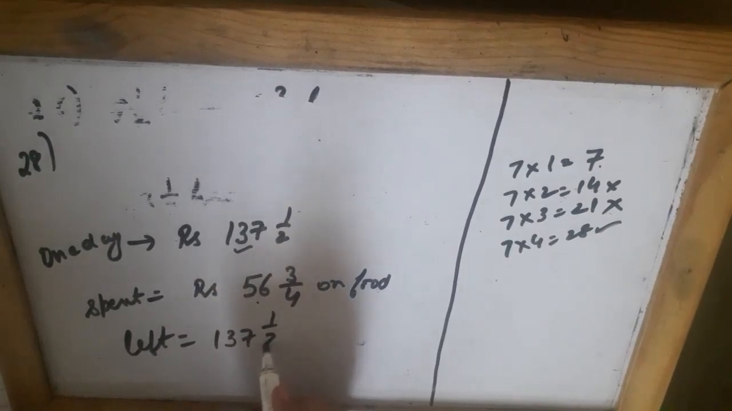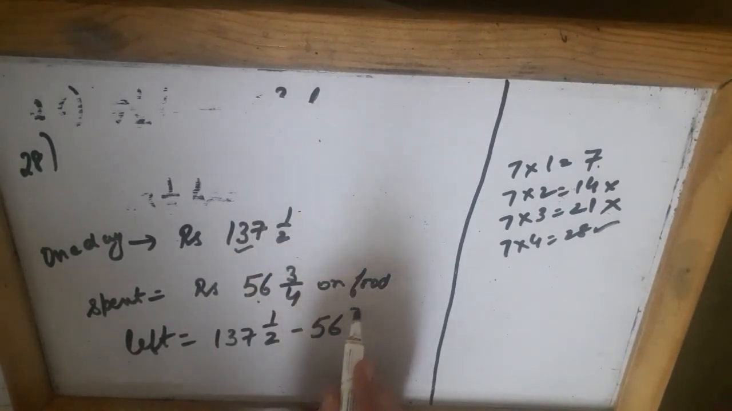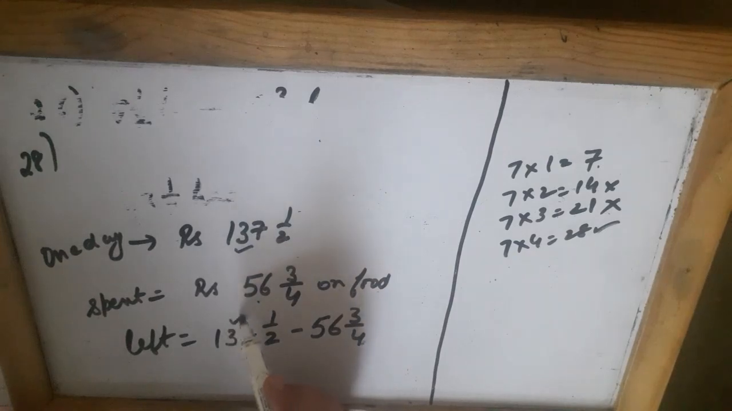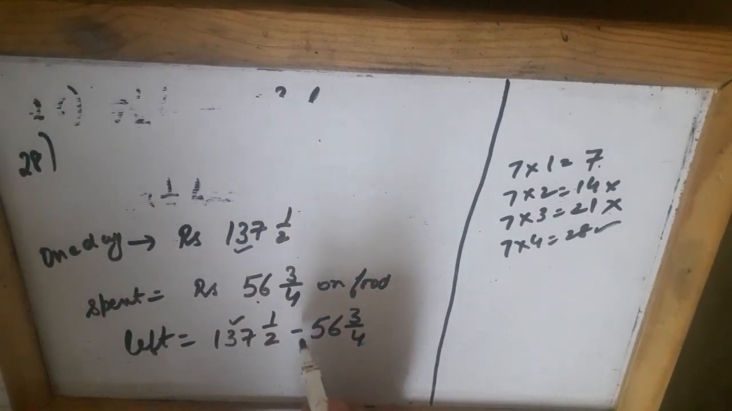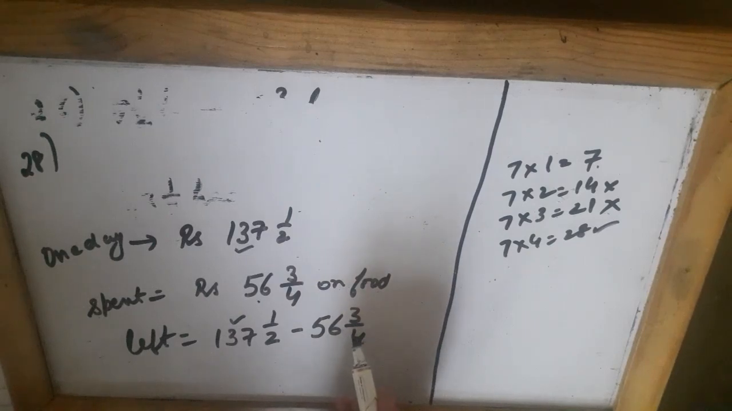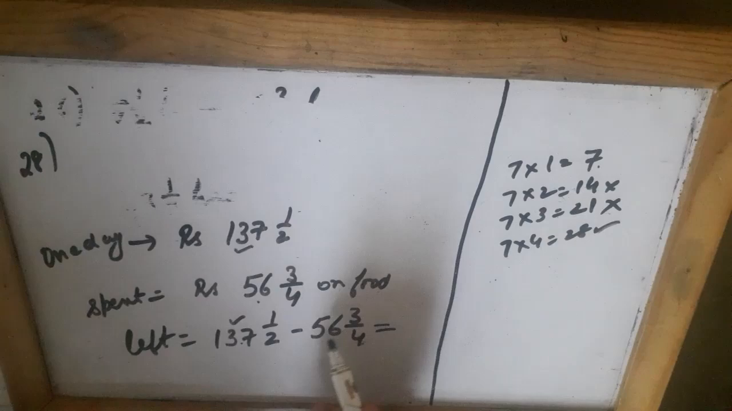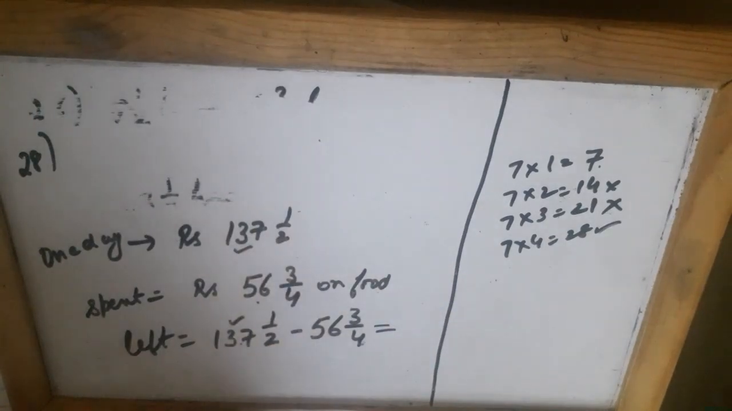So what you will do, you will subtract both the fractions, the total rupees that he earns, and from that you subtract whatever he spends on food, and what is left. When you will subtract, you will get the answer.